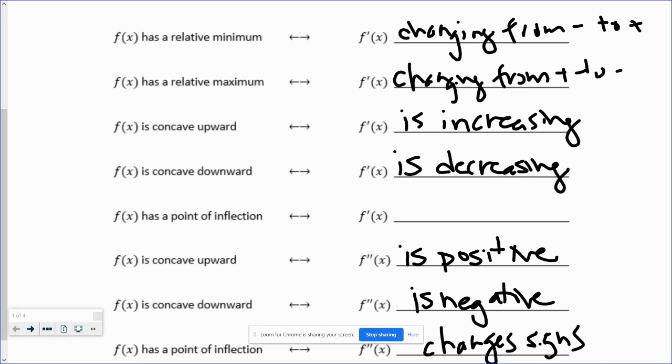Okay. F of x has a point of inflection. Let's talk about that. We said the second derivative would be changing signs. So let's talk about what that means for the first derivative. That means the first derivative would have either a relative maximum or a relative minimum. So we will just say has relative extrema. Okay, because it could be either one. It could be relative max, it could be a relative min.